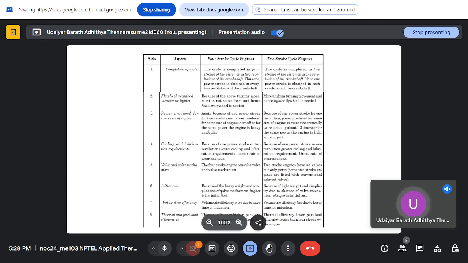Because of the heavy weight and valve mechanism, the initial cost is higher, but in 2 stroke this is cheaper. But volumetric efficiency wise, the 4 stroke is better compared to a 2 stroke engine, and thermal efficiency is also higher in the case of a 4 stroke engine compared to a 2 stroke engine.